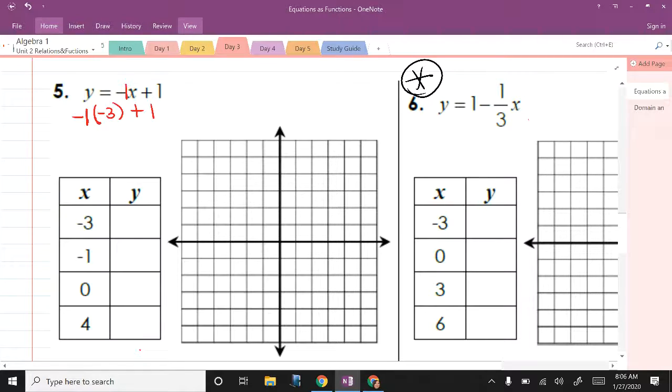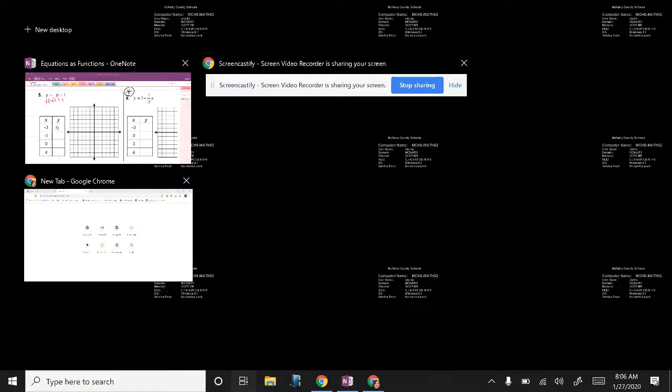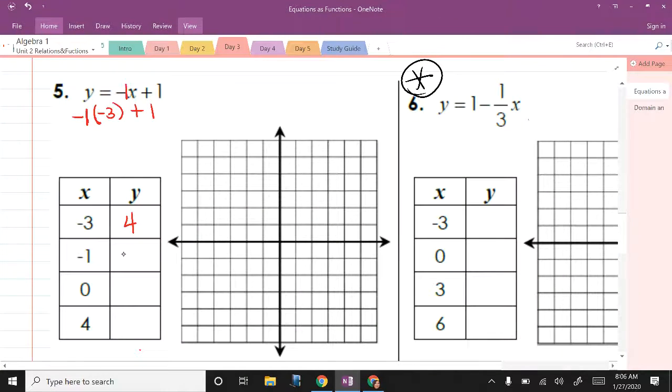Do y'all see that? What's negative 1 times negative 3? Positive 3 plus 1 is 4. Then it's negative 1 times negative 1, which is positive 1, which is 1 plus 1 is 2. And then multiply times 0, life is easy. What's negative 1 times 0? And 0 plus 1 is 1. And then what's negative 1 times positive 4? Negative 4 plus 1 is negative 3.